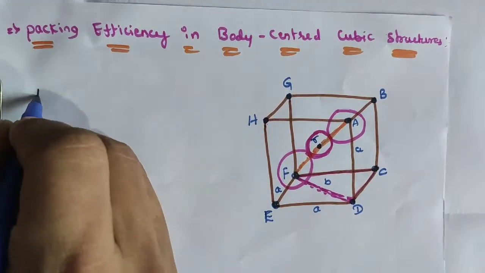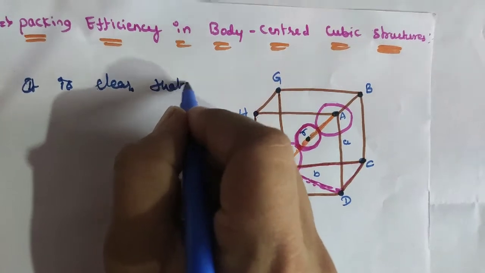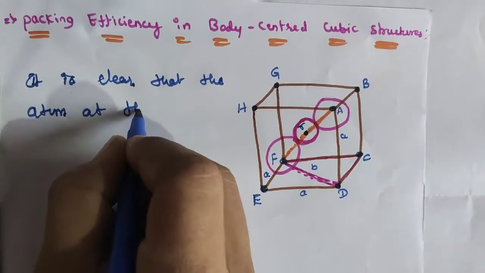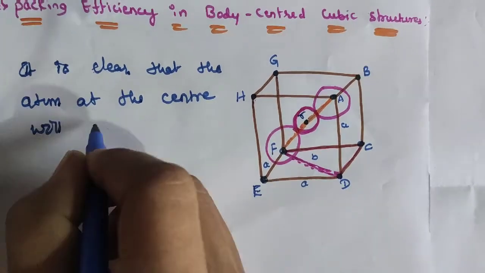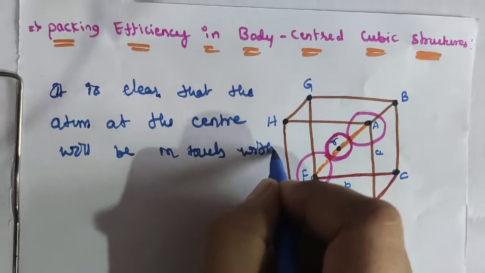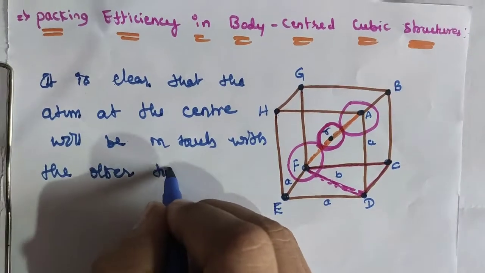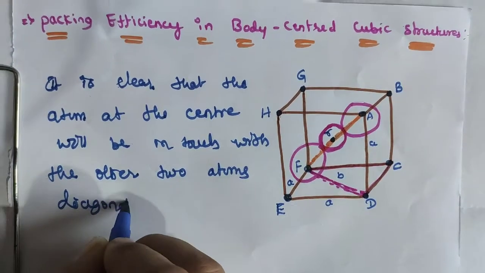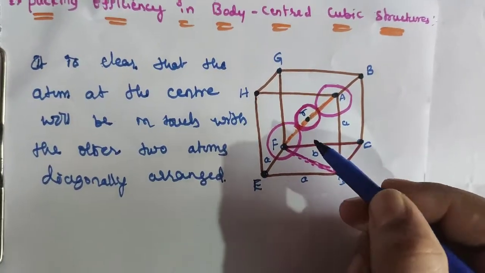So here it is clear that the atom at the center will be in touch with the other two atoms, arranged diagonally, because this is a body centered cubic unit cell.